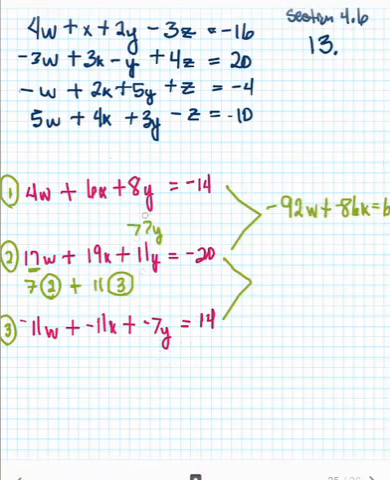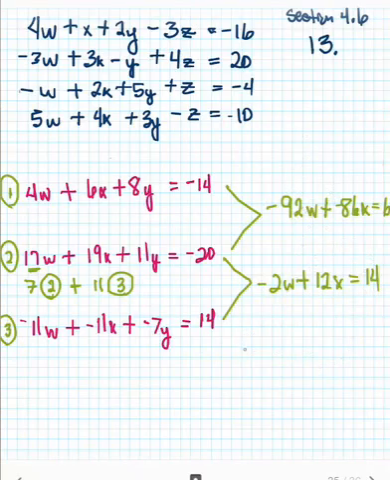All right, and now I've already done this, so I just want to tell you what I get because I'm taking too long here. I'm going to get negative 2w when I do that, right, plus 12x equals 14. Okay, and now I'm just going to solve for w and x, right?